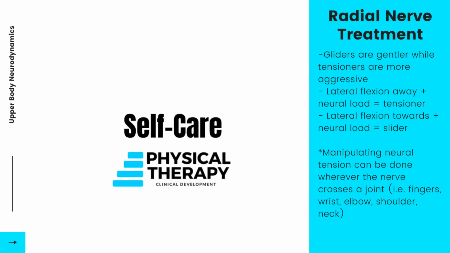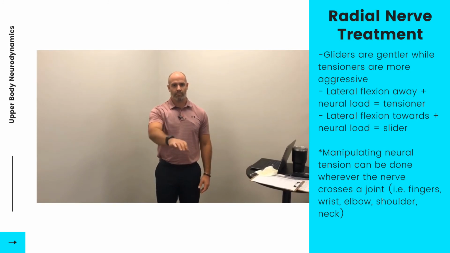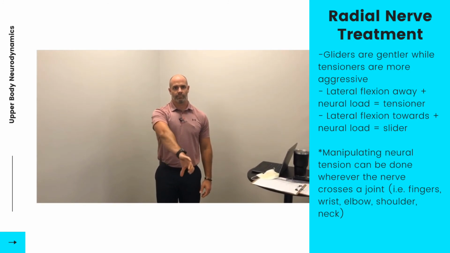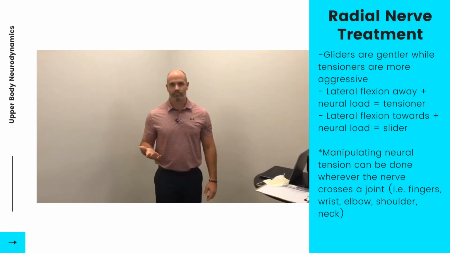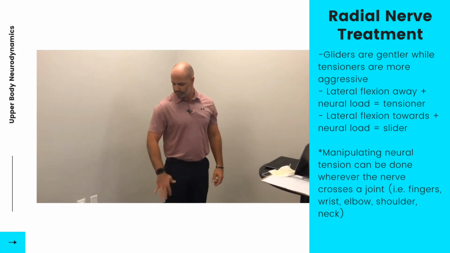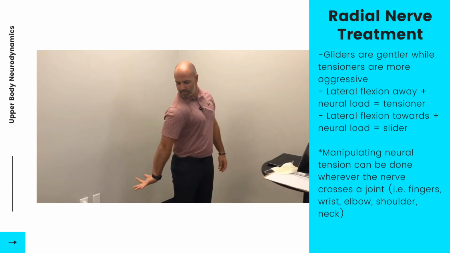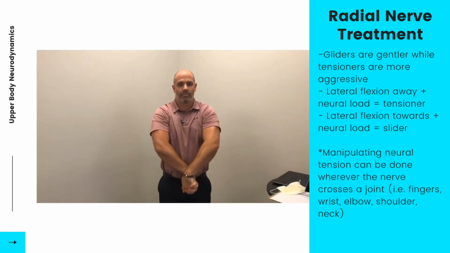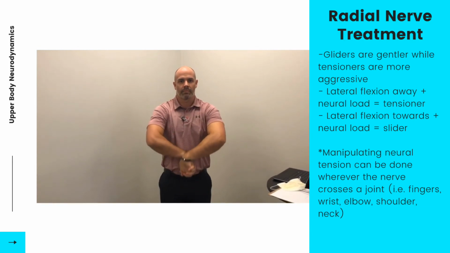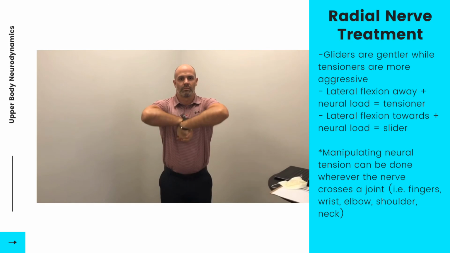Now here's 3 self-care options for the radial nerve. The first one is pouring out the water. So in this case, as you can see, I'm pouring out the imaginary water. A slightly more aggressive technique would be looking at your hand as seen here. As you can see, we have all the components of radial nerve tension: wrist and finger flexion, forearm pronation, and shoulder internal rotation. And lastly, we have a slightly more aggressive technique where you clasp the hands in elbow flexion and extend the elbows.